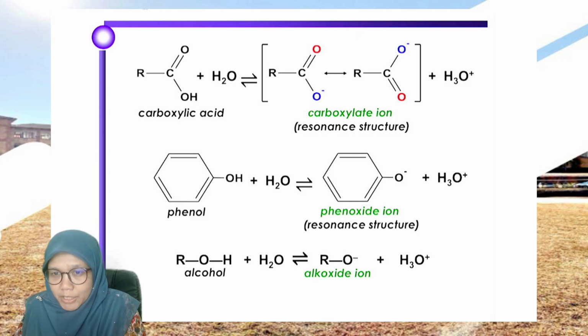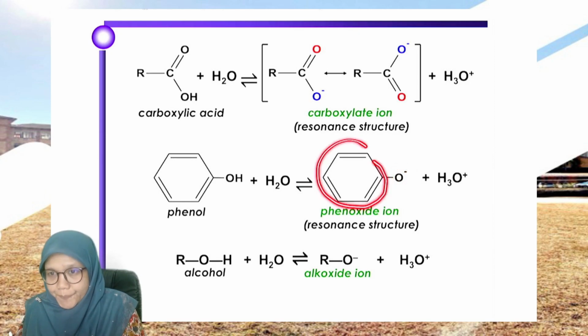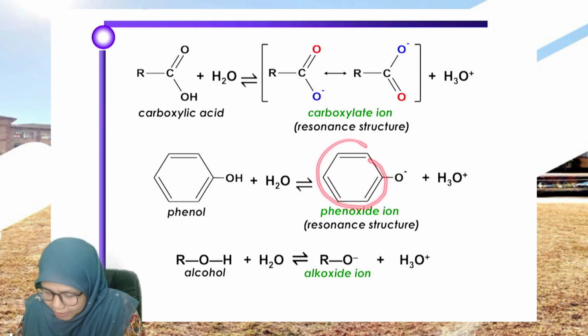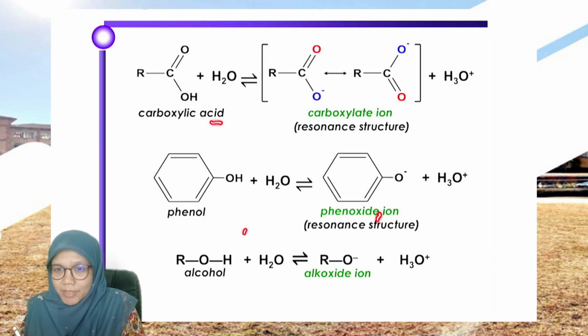Compared to phenol. Phenol bila dissociate in water akan form phenoxide ion. Stable juga phenoxide ion ni sebab ada resonance structure juga. Negative charge on oxygen atom ini boleh delocalize over the benzene ring. Tetapi carboxylate ion more stable compared to phenoxide ion. So that's why carboxylic acid more acidic compared to phenol. So macam mana pula dengan alkoxide ion? Alkoxide ion ini less stable.